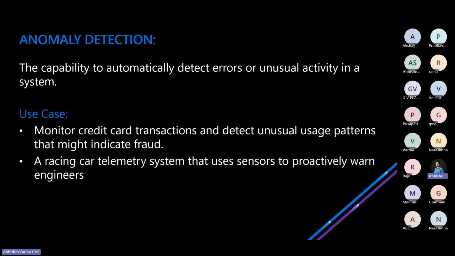Anomaly detection, the capability to automatically detect errors or unusual activity in a system. If there was a common pattern and there was a small change in the pattern, this detection will help the developer or the company to rectify it. Use cases are monitoring credit card transactions and detecting unusual usage patterns that might indicate fraud, and a race car telemetry system that uses sensors to proactively warn engineers.